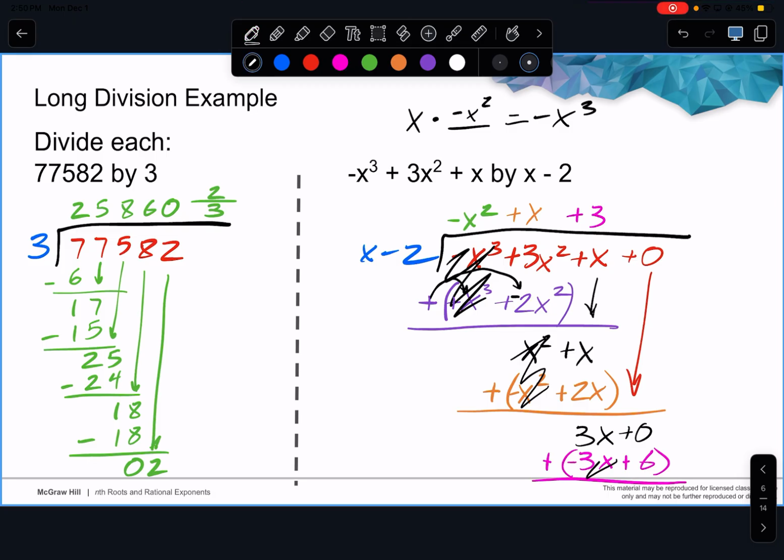So what's going to happen with my x's? They're going to cancel. What am I going to end up with here? 6. Well, what I need to notice here is that I've already exhausted my polynomial. I've got x squared, x, and then my constant. So that means 6 is a what? A remainder. So I'm going to take that 6 and put it up here, and put it over what we divided by, which was x minus 2. And it's got to be a plus here because it's a positive.